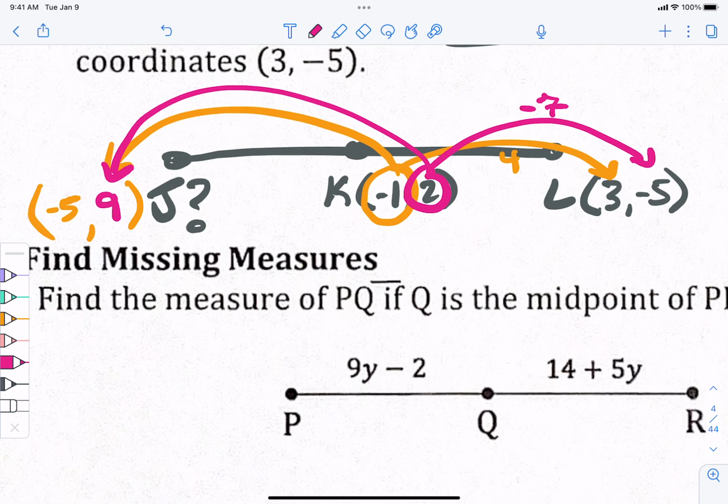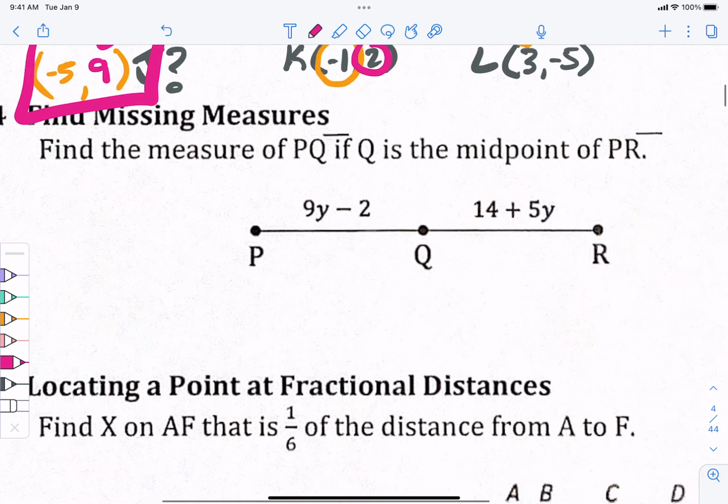9 minus 7 is 2. 2 minus 7 is negative 5. It's the same distance. The x's are the same distance. The y's are the same distance. Does that make sense? So I have found J very easily. Yeah, not too bad. Okay, good. All right, next one.